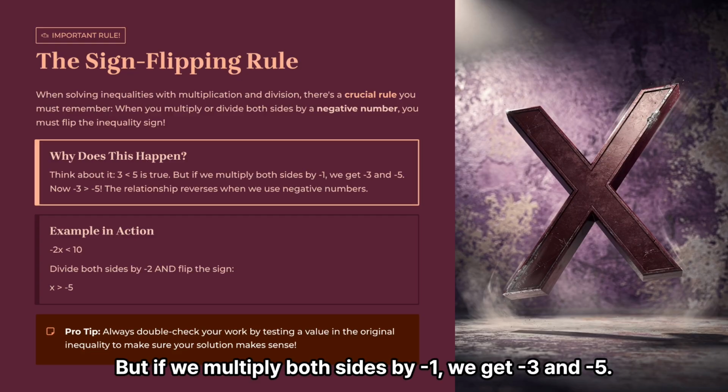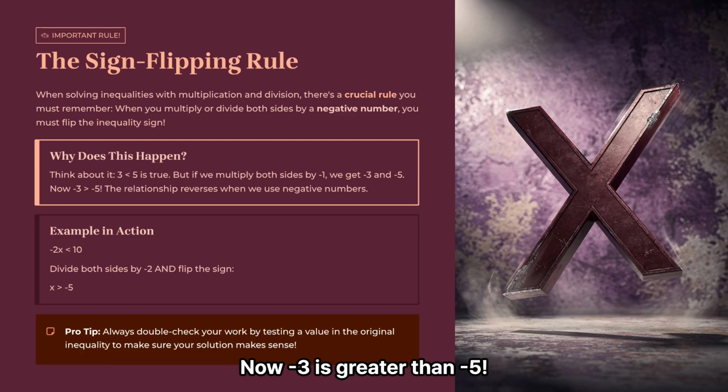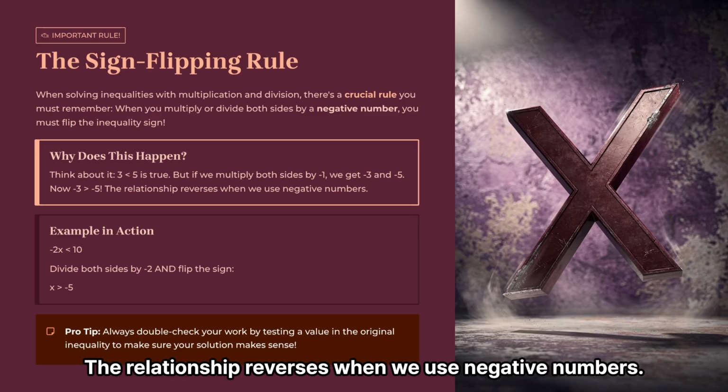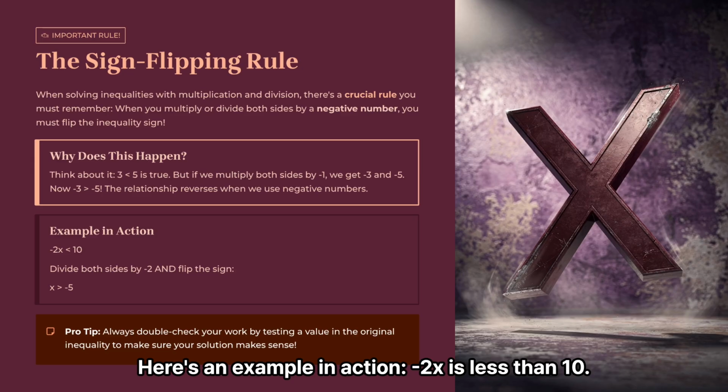But if we multiply both sides by negative 1, we get minus 3 and minus 5. Now minus 3 is greater than minus 5. The relationship reverses when we use negative numbers. Here's an example in action.